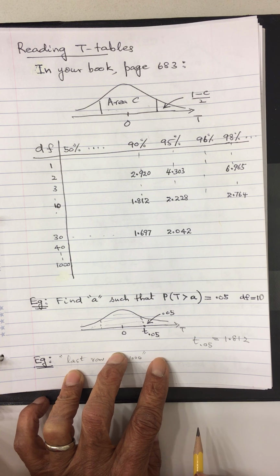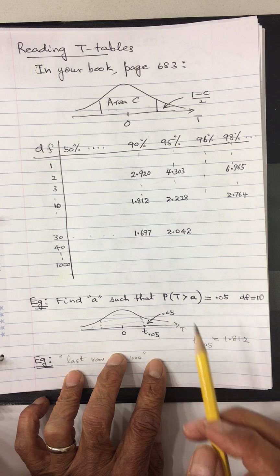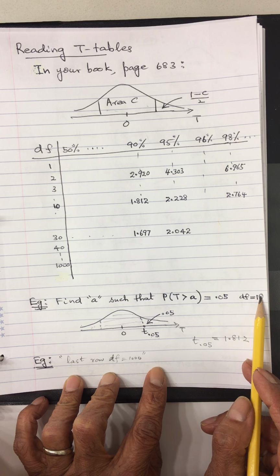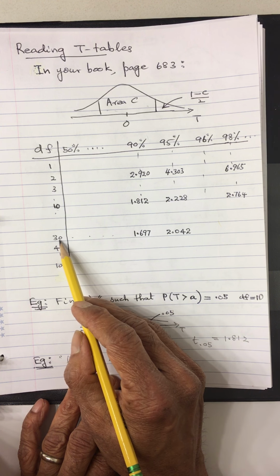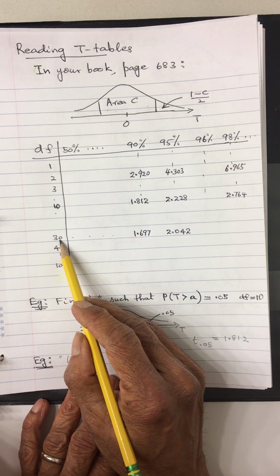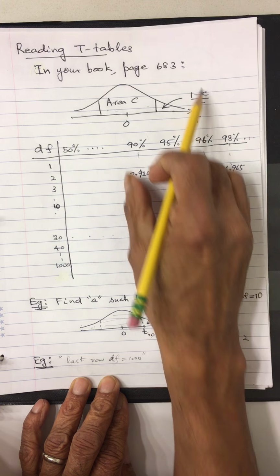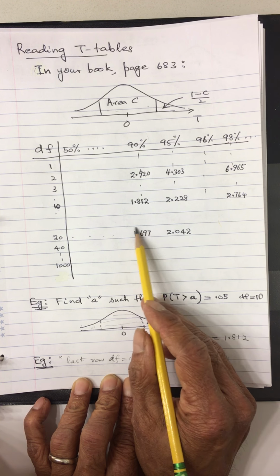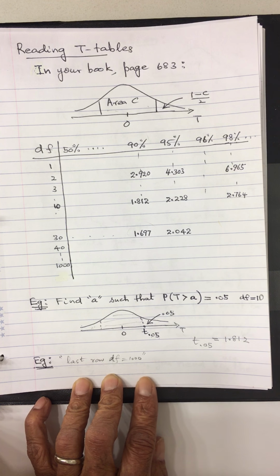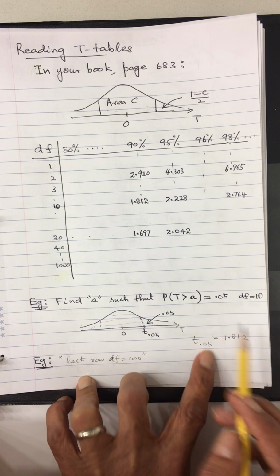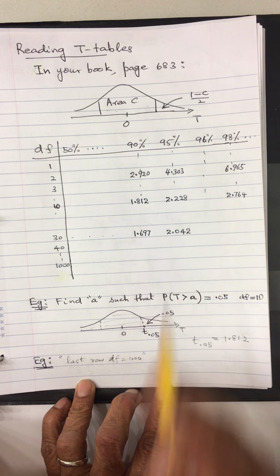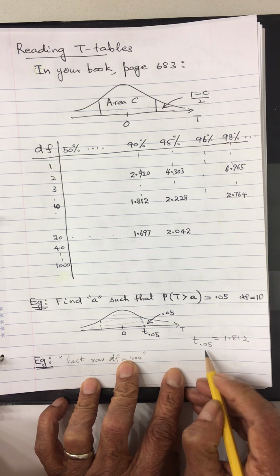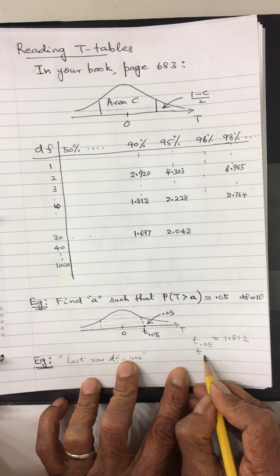Now, if you are interested in the degrees of freedom 30, this is with the degrees of freedom 10. If you want the degrees of freedom 30, then you need to look at this row with 90% in the middle. In that case, instead of 1.812, you are going to get 1.697.